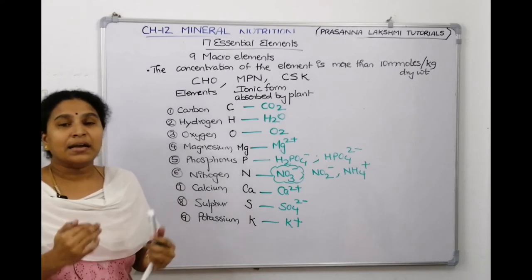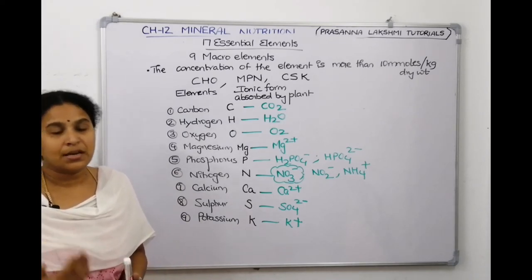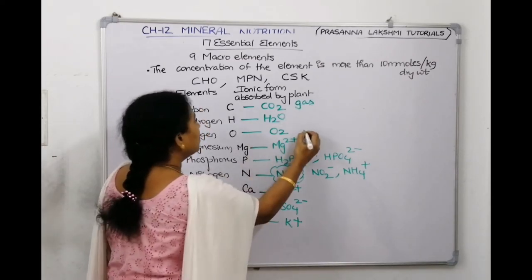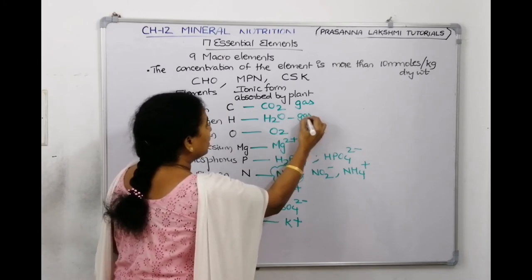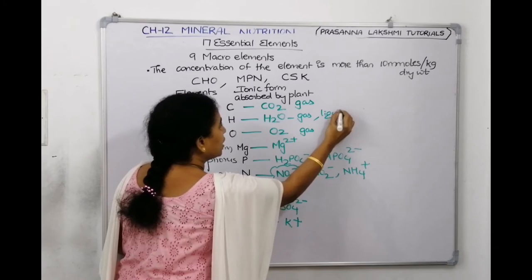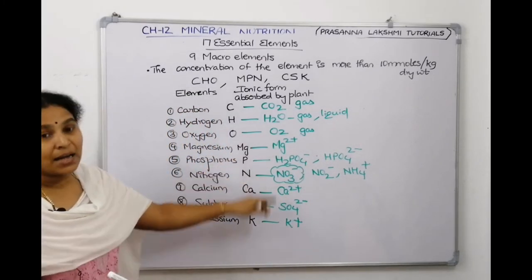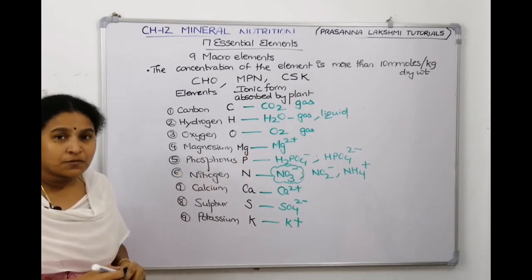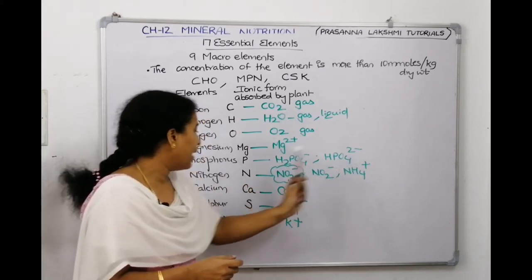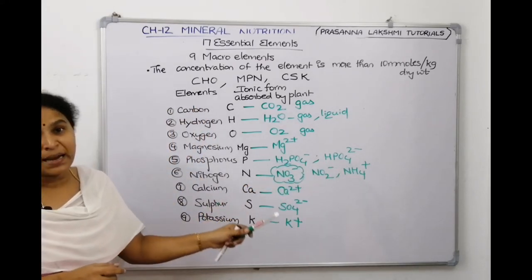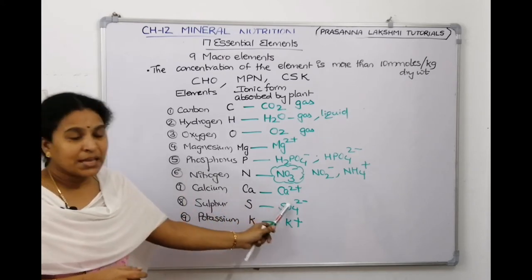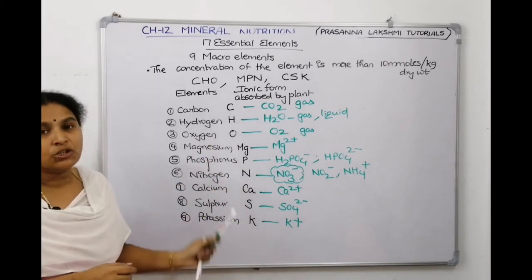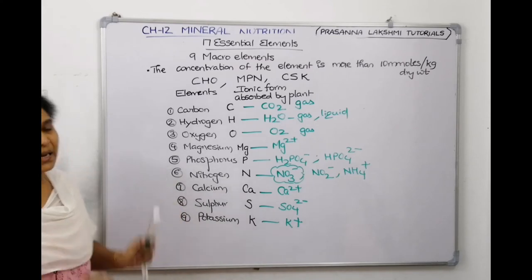And then what are their ionic forms? Plants absorb those macronutrients in which forms? This is a table. Carbon, plant absorbs in gaseous form. Oxygen in gaseous form. Hydrogen in the gas or in the liquid state also. All the remaining 6 are ionic forms only. Magnesium, Mg2+. Phosphorus, H2PO4- and HPO4 2-. Nitrogen, NO3-, NO2- and NH4+, ammonium ion. Calcium, Ca2+. Sulfur, SO4 2-, it is anionic form. Potassium, K+. Take a screenshot, then we will talk about each and every element in detail.